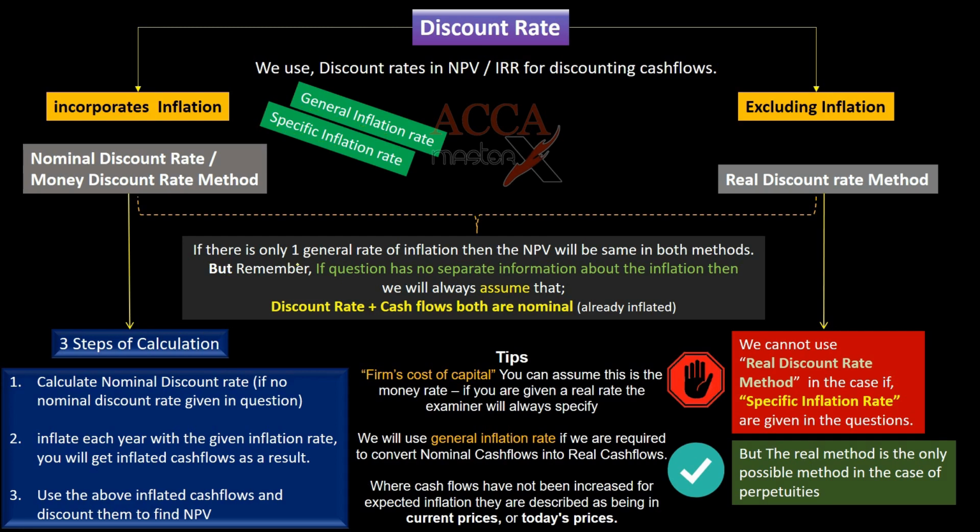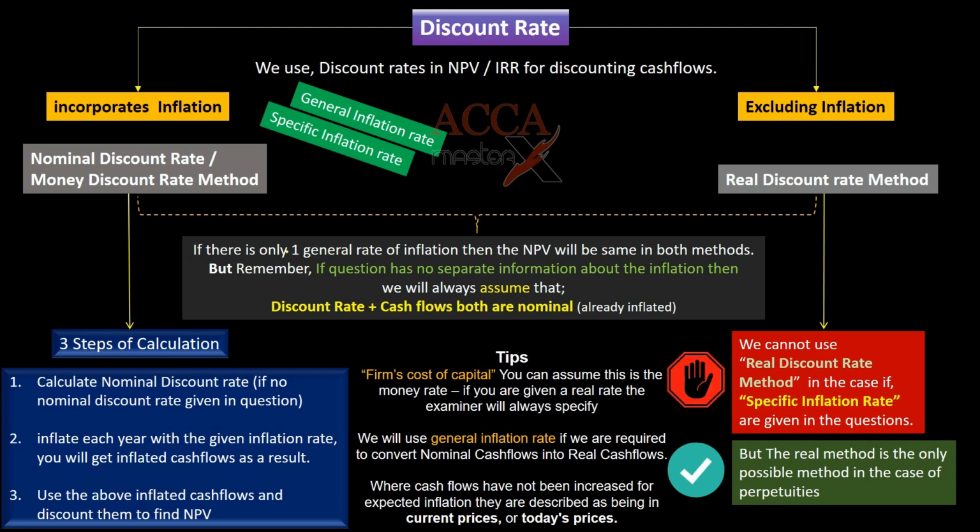Anyways, if there is only one general rate of inflation, then the NPV will be the same under both of these methods. But remember, if the question is silent and has no separate information about the inflation, then we will always assume that our discount rate plus cash flows both are nominal in nature. But please remember one thing, we cannot use real discount rate method in the question if specific rate of inflation is given in the question. But the real discount rate method is the only possible method in the case of perpetuities.